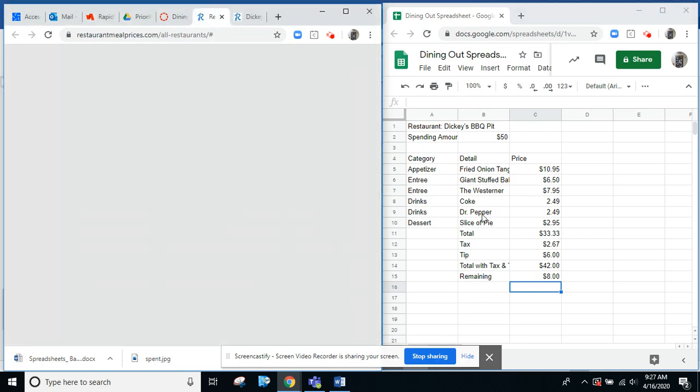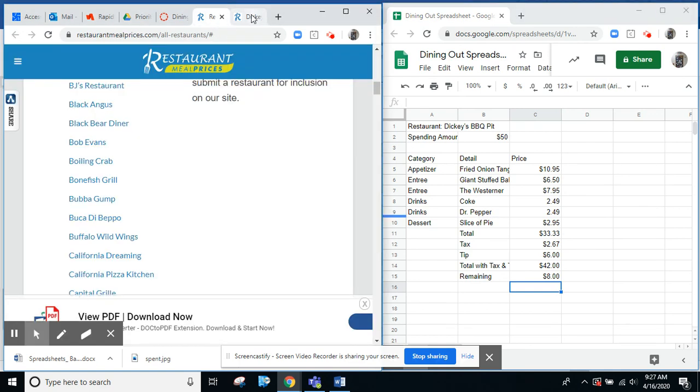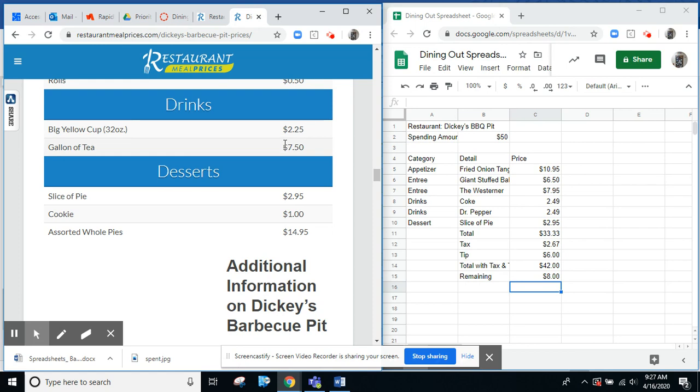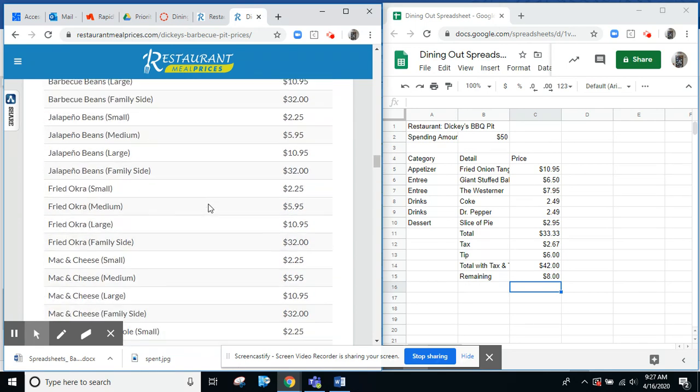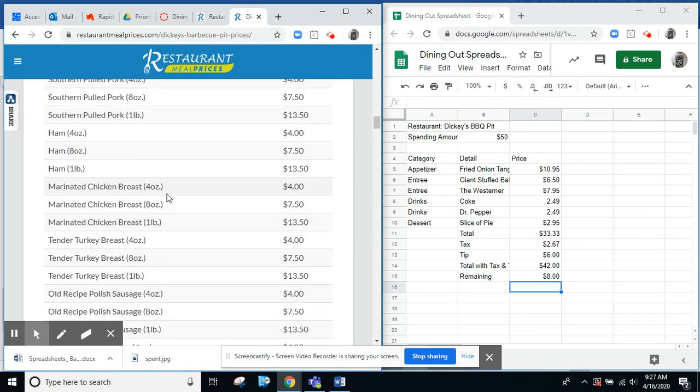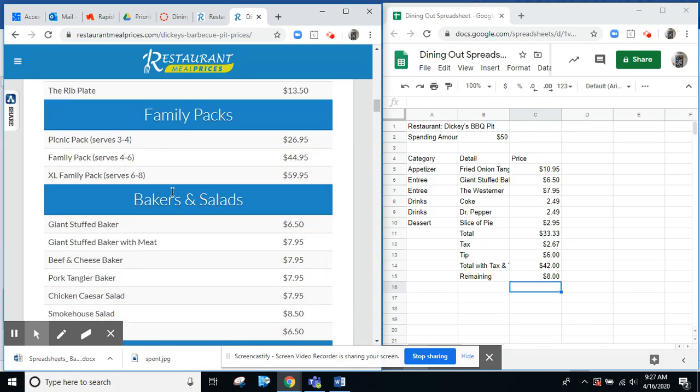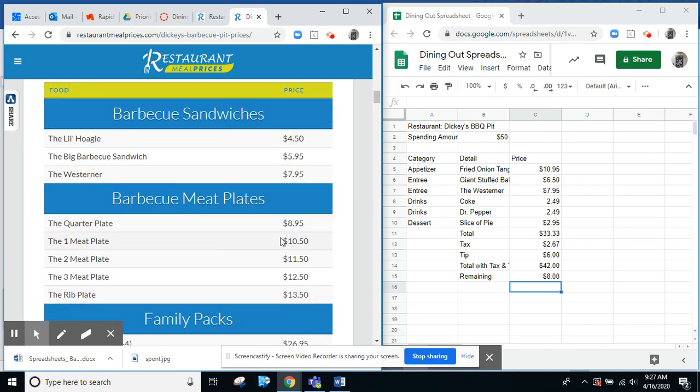So I'm going to go back and change possibly my entree. I think this stuffed baker at $6.50 was pretty cheap. So let's see. I'm going to go with a 1 meat plate. I'm going to change my stuffed baker to 1 meat plate. And that is going to be $10.50. Let's see how much of a difference that makes in our remaining total. Well, that made a huge difference. I went down from $8 left over to $2.96 remaining.